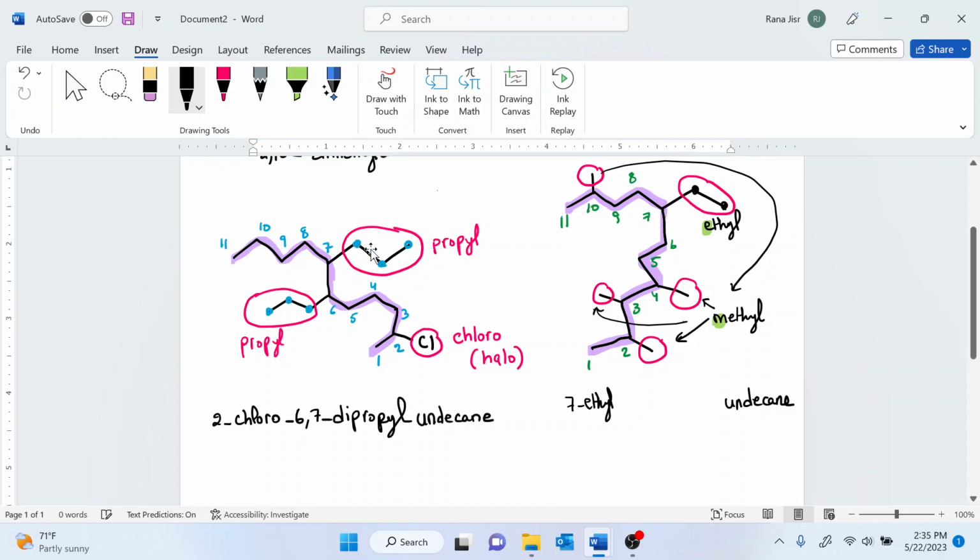Again, the number is the location. So if you miss the number, then we don't know where the ethyl is on the chain. The chain is 11 carbons. It can be anywhere. So the number is important. So it's going to be 7-ethyl, dash. And see how many methyls I have? I have 4 of them. So go ahead and list them from the lowest number to the highest number. So this is going to be 2, 3, 4, and 10. I have 4 of them. So this is going to be a tetramethyl, and then the undecane.